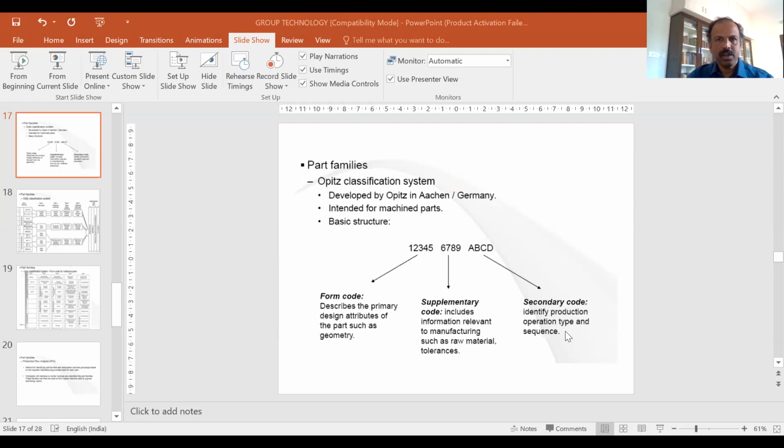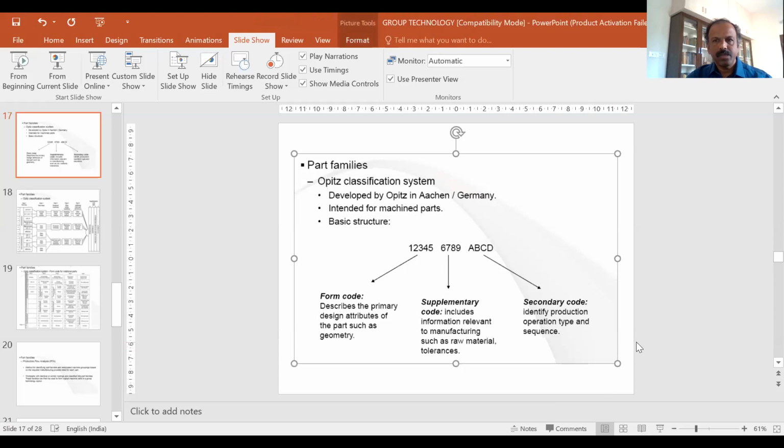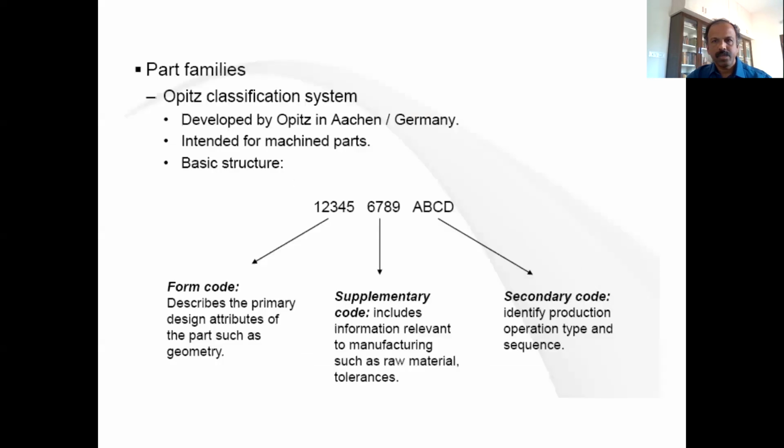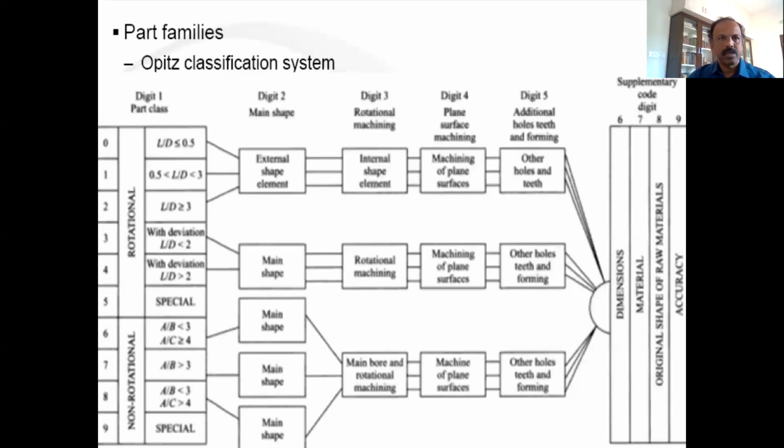Now, on the slide, you can see the OPITZ classification system, which is basically a complex classification system. Here, I have just shown how it works with respect to the 5 digits of the form code and the supplementary code.